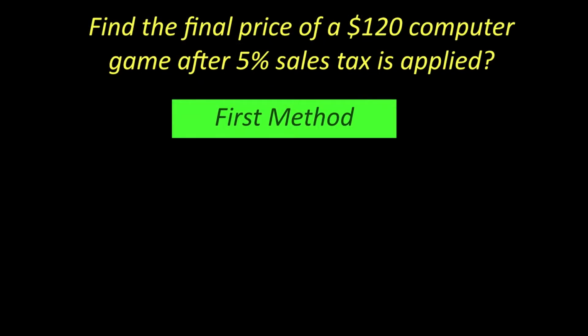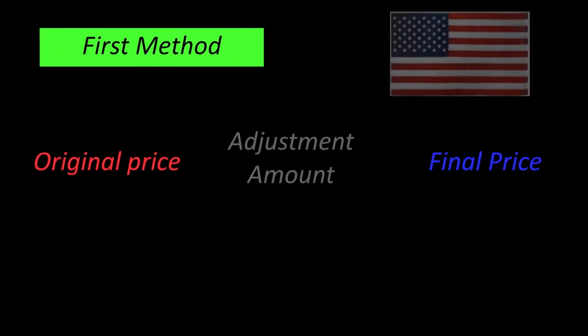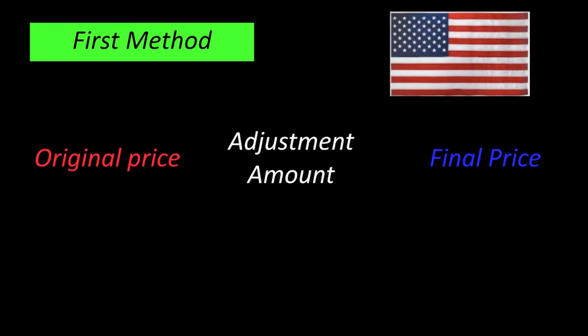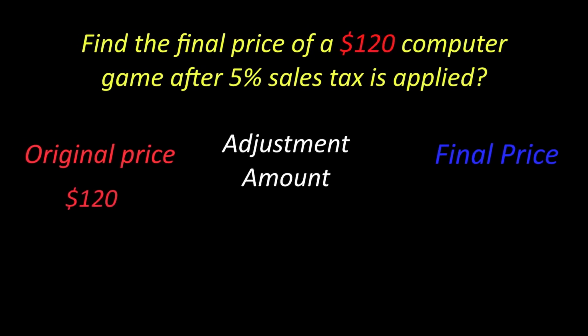The first method is to find the adjustment amount and then apply that adjustment amount to the original price. The way we apply the adjustment amount is predicated on what type of problem we are dealing with. Specifically, if we are dealing with a sales tax situation, we are going to add the adjustment amount. So our intuition tells us when we see the word sales tax that our final price is going to be higher than the original price. So let me show you the process.